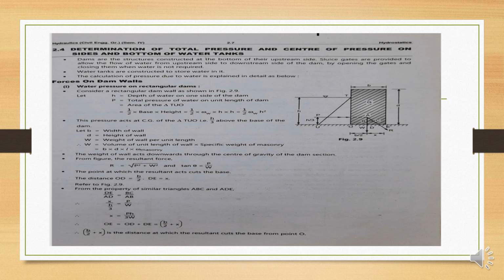Let B be the width of the wall, D the height of the wall, and capital W the weight of the wall per unit length. Again, here is a printing mistake. The fourth one is V. Here W is given, but it is actually V. V is the volume of the unit length of the wall multiplied by the specific weight of masonry. Okay, now R is equal to under root of P square plus W square. Here they use the Pythagoras theorem for calculation of that resultant force. Okay, that is tan theta is equal to P upon W.